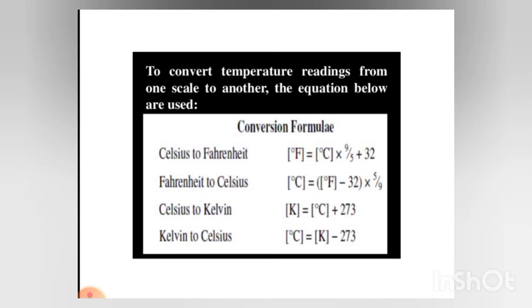And to convert Celsius into Kelvin, we have to add 273 to the Celsius value, and the resultant value will be in Kelvin. And to convert Kelvin to Celsius, we have to subtract 273 from the Kelvin value.